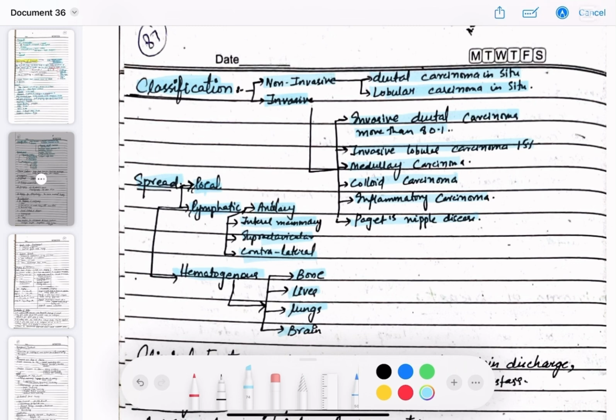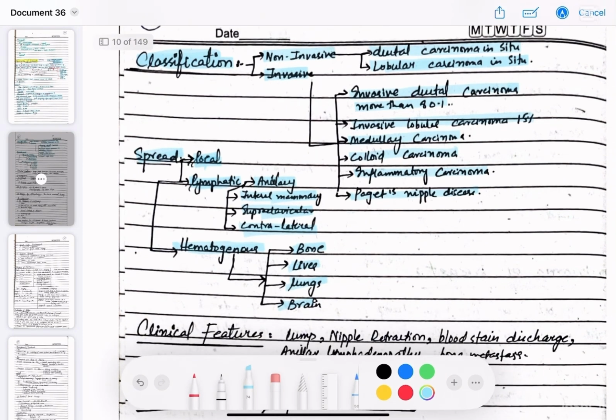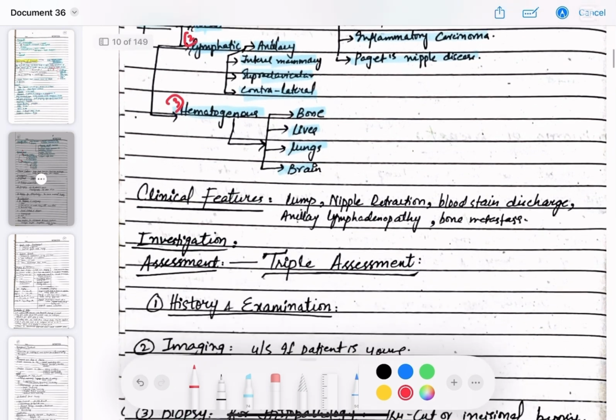And according to spread, we have the local, the lymphatic, and the hematogenous. In the lymphatic, we have axillary, internal mammary, supraclavicular, and contralateral, and in the hematogenous, we have the bone, the liver, the lungs, and the brain.